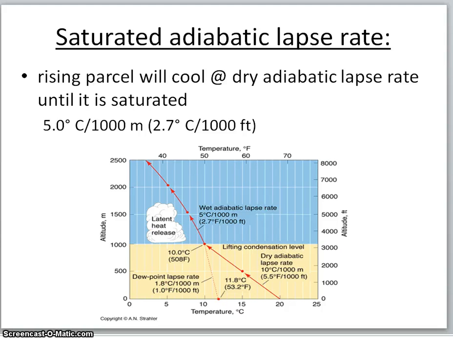Let's see, 5 degrees Celsius per 1,000 meters is what the air would end up dropping if that air was saturated.